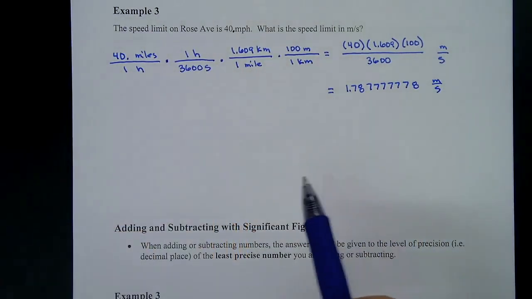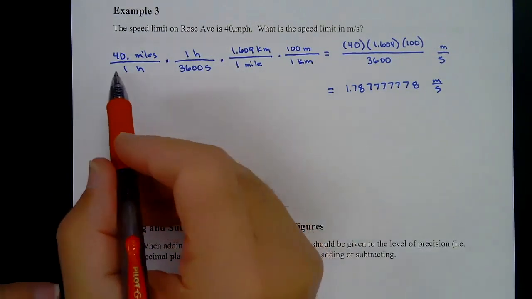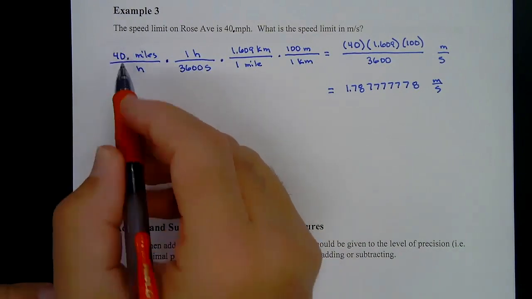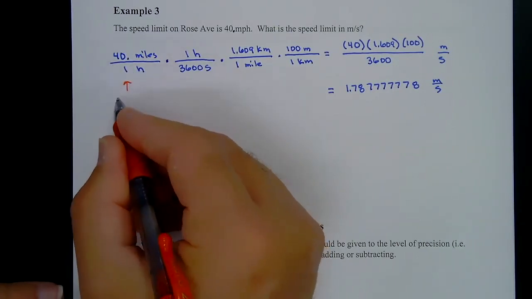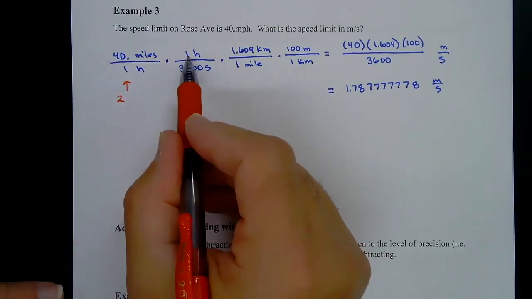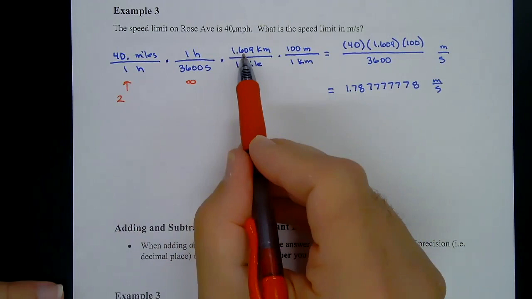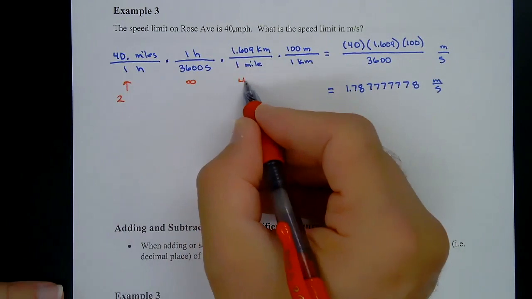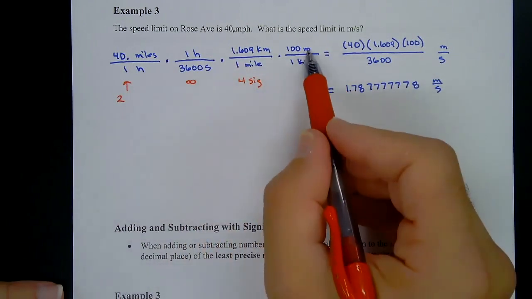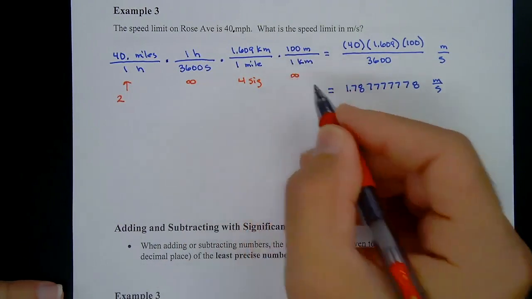Okay, so we want to write all the decimals and we want to carry all the decimals into the calculation, but then we want to talk about, okay, so what's the accuracy or precision of this, okay? So this number right here has two significant figures because this one has infinite and this one has 2. This 1 hour is exactly 3,600. So this would be infinite significant figures. 1.609 has 4 significant figures and 1 mile is infinite. So this would have 4 significant figures. 1000 meters, 1 kilometer, each of those are exact. So that'd be infinite significant figures.